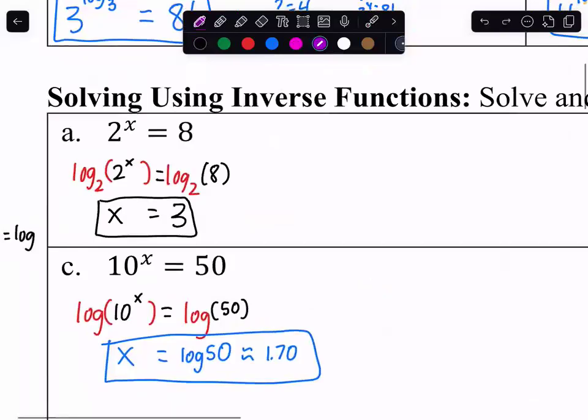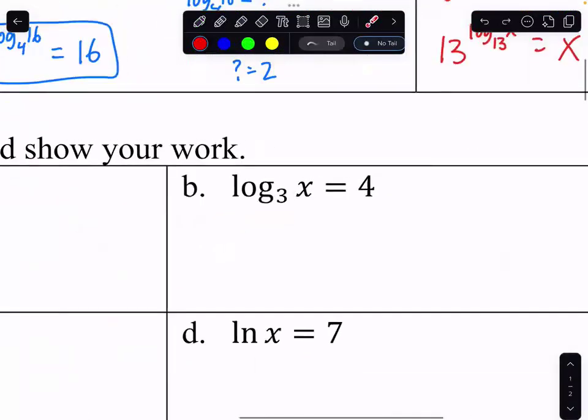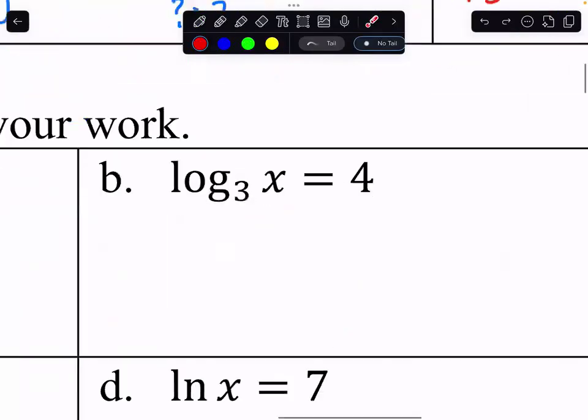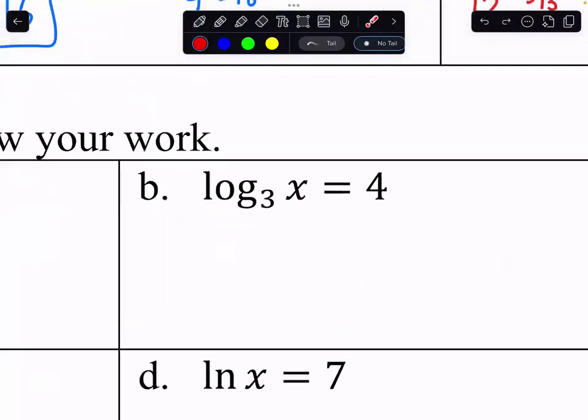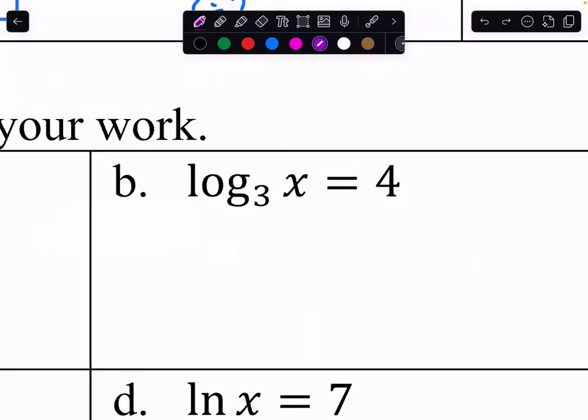Okay, so that's what you do when you have an exponential equation, meaning the variable is in the exponent. Now let's learn how to solve a logarithmic equation. Okay, so log base 3 of x is equal to 4. Again, you can do any action as long as you do it to both sides of the equation.